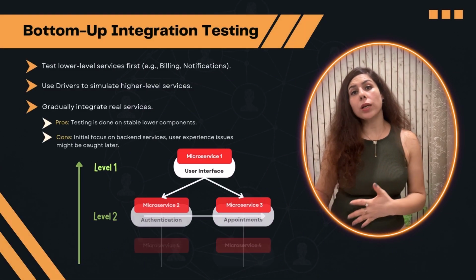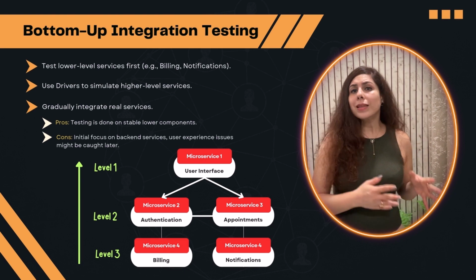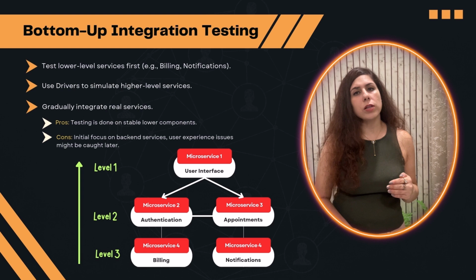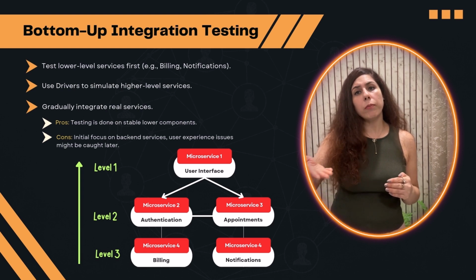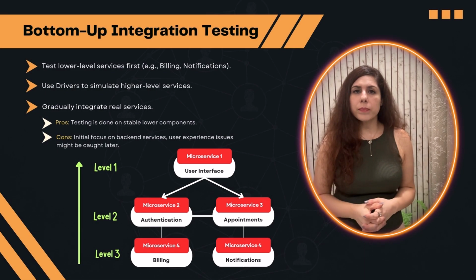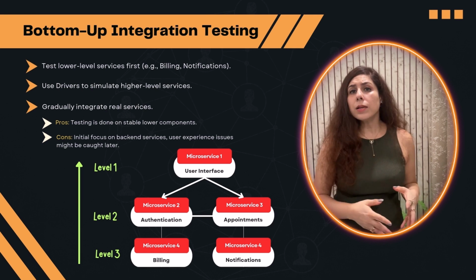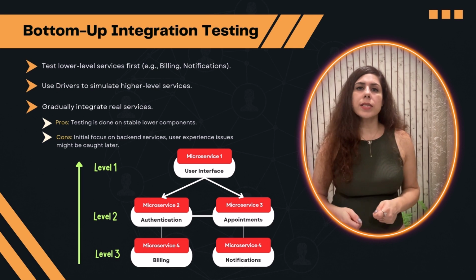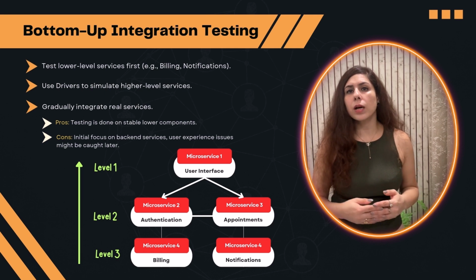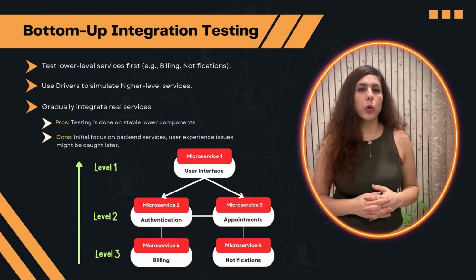Then comes bottom-up integration testing, the next type of incremental integration testing. This is the opposite of the top-down approach, where you start testing at the lower level of services first and then move upwards to the higher level of services. Imagine a hospital management system and its hierarchy of modules that we discussed in the previous section. In this approach, we start the integration testing by verifying how the patient records, billing and notification services communicate with the next level up, such as the authentication and appointment booking services.